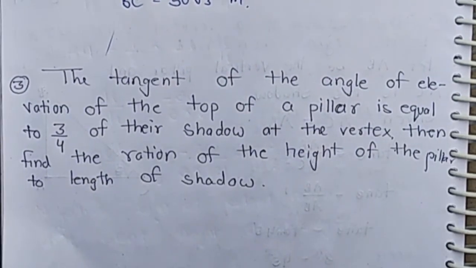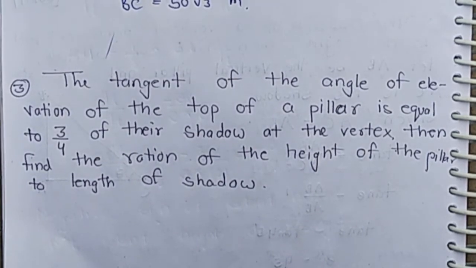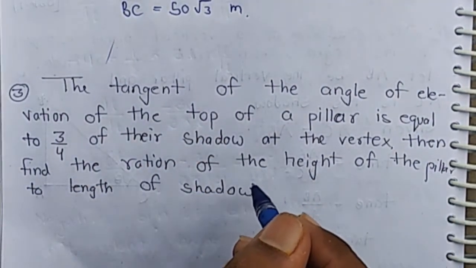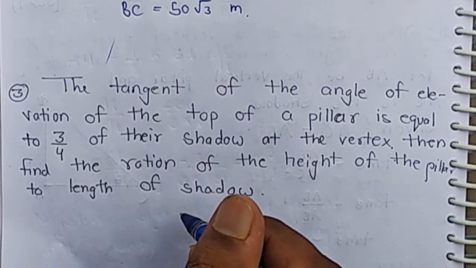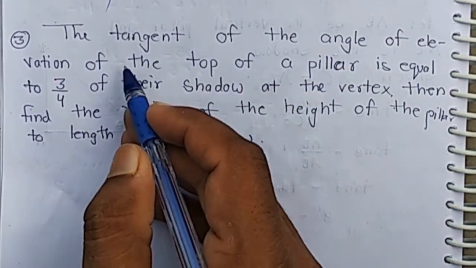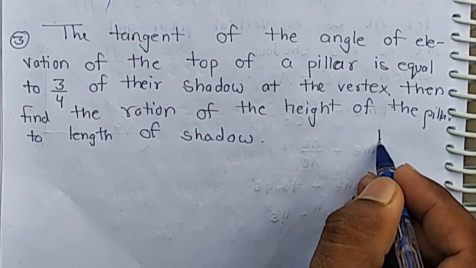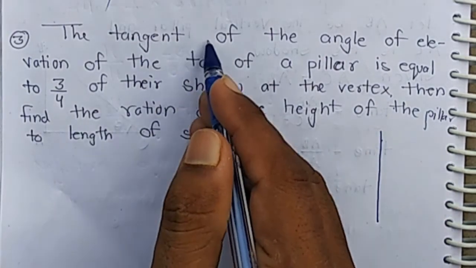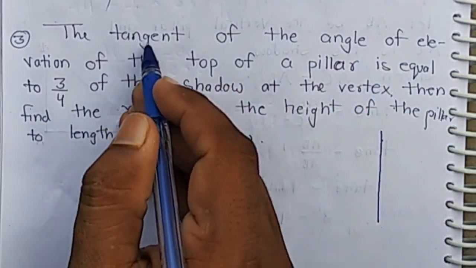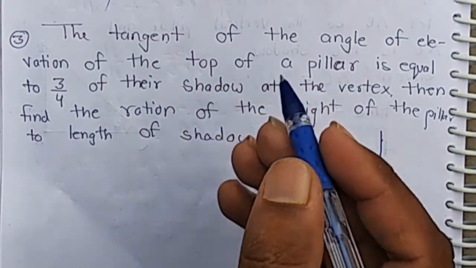Now the next question is: the tangent of the angle of elevation of the top of a pillar is equal to 3 by 4 of their shadow at the vertex. Then find the ratio of the height of the pillar to the length of the shadow. The tangent of the angle of elevation of the top of a pillar means the value of tan theta. It is given that tan theta equals 3 by 4 times their shadow.